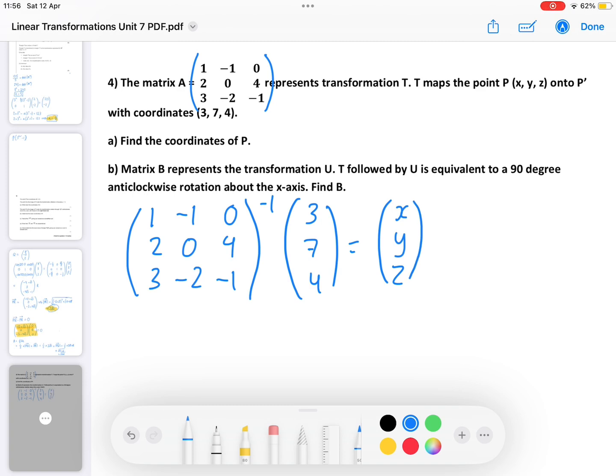And if you do that straight from the calculator, -1/6, -19/6, and 11/6. So that's part A. And then part B, matrix B represents the transformation U, and T followed by U is equivalent to a 90-degree anti-clockwise rotation about the x-axis, and we need to find B.